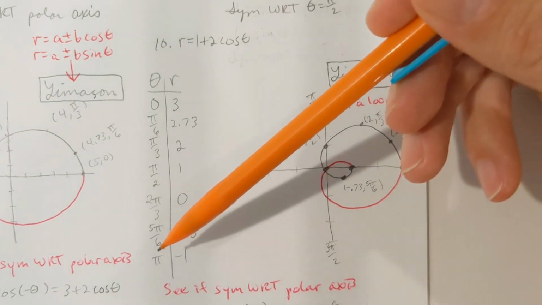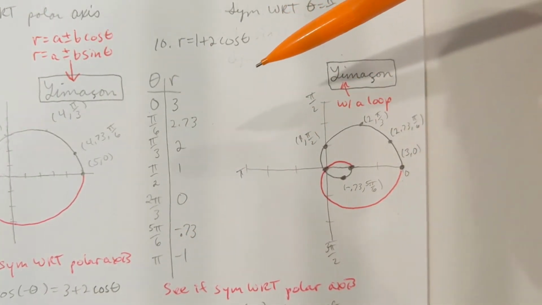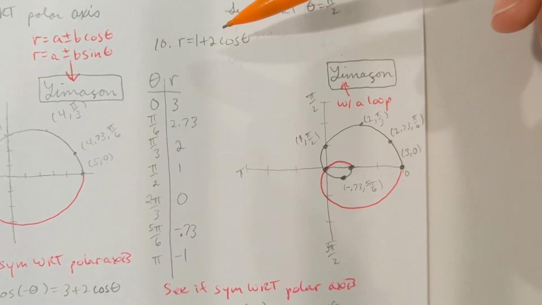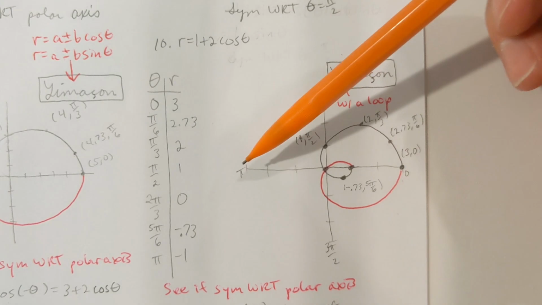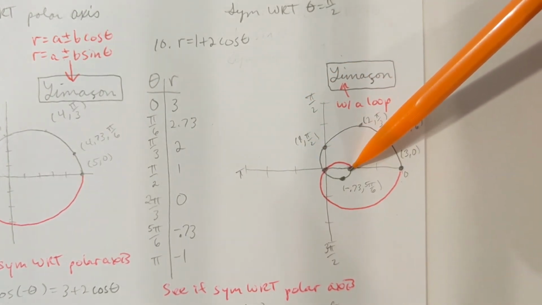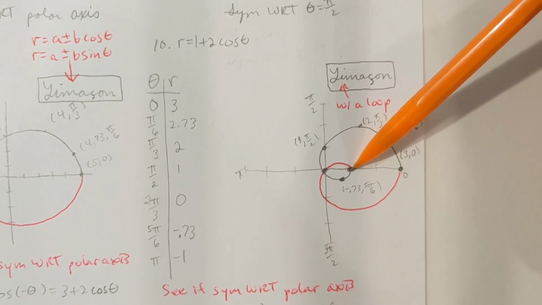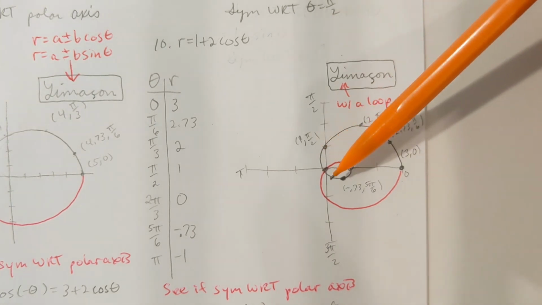And I'm taking pi next, so plug that in. Cosine pi is negative 1, times 2 is negative 2, plus 1 is negative 1. On the pi axis, go in the opposite direction, 1 unit, and that'll put you at this spot here at negative 1, pi. So here's what I have going on so far, this curve that I've drawn in pencil.